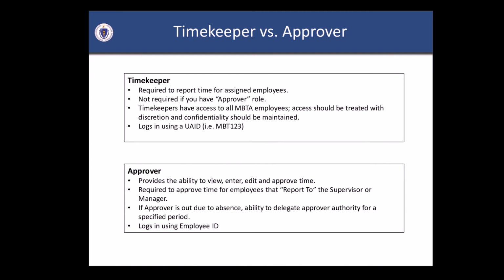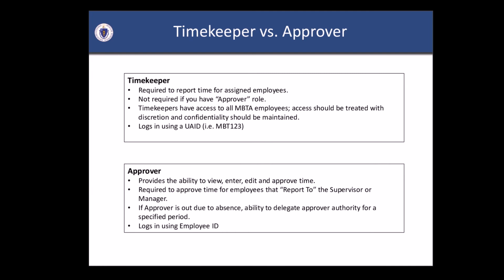So first, we wanted to talk about timekeeper versus approver. These are two very distinct roles within the system, although there is some overlap between the two. So here at the Commonwealth, we define a timekeeper as someone who logs into HRCMS using a UAID. So your UAID would start with MBT. And it is required for those folks, I think you call them payroll clerks, who enter time for employees.